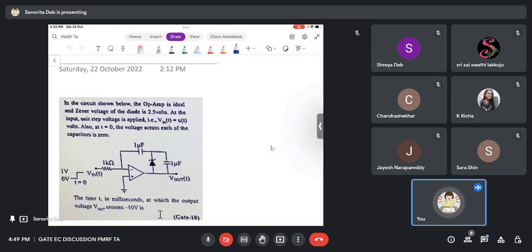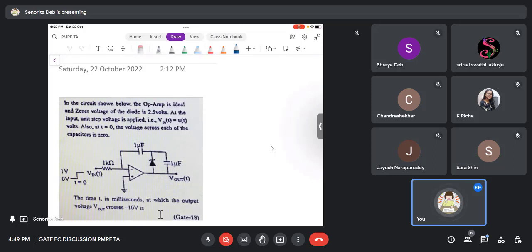So the earlier one that you had seen, it was actually a precision rectifier. So with the op-amp, when a diode is used, it is called a precision rectifier. You would have heard it. Okay, so let's start with the next question now.